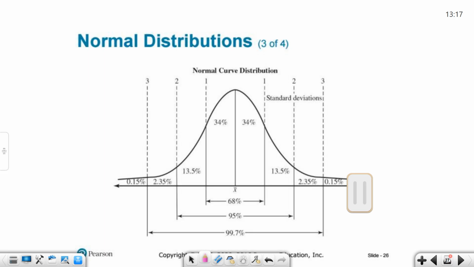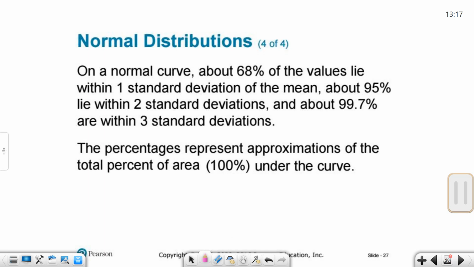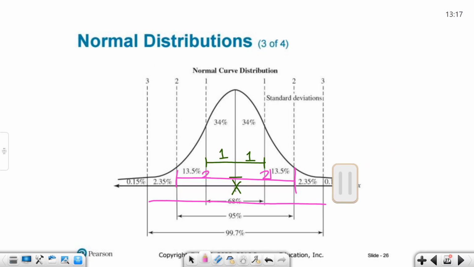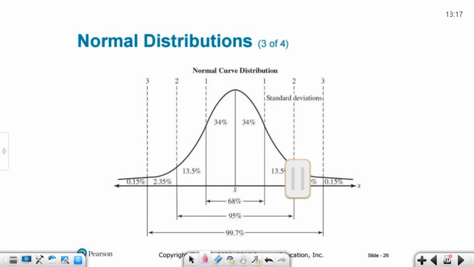And we need to remember that this is that page. Very good. Now, going back to it, 68% of the data would fall between here and here. So you got 34 and 34. So that's 68% would fall in this range if your data is based upon a normal curve.